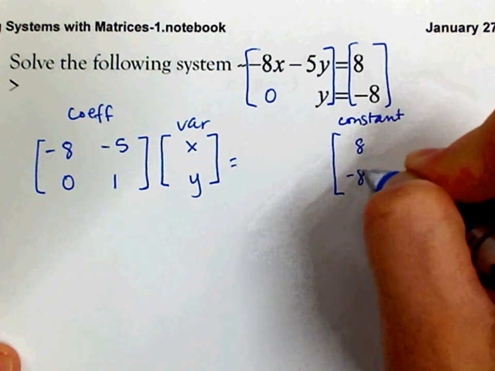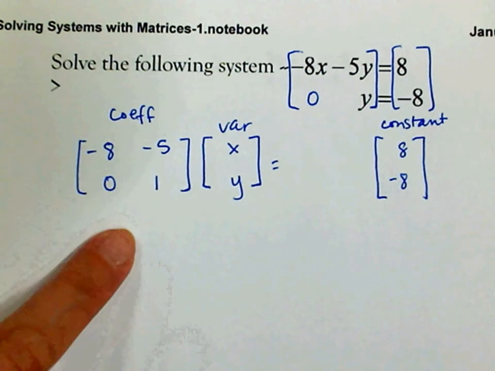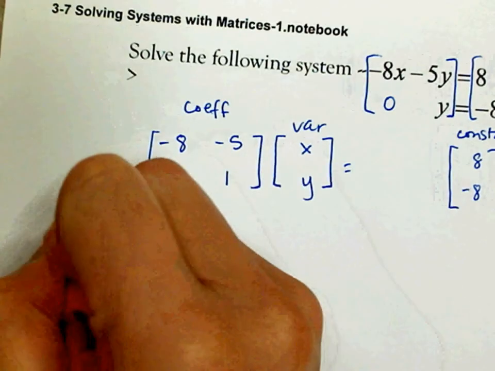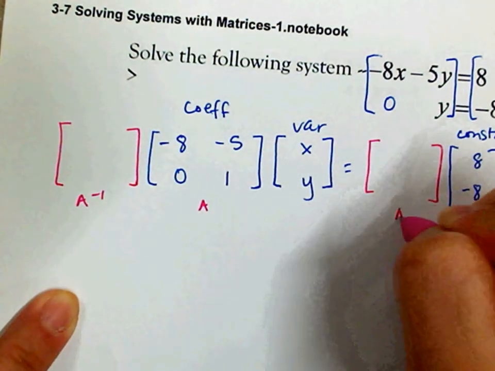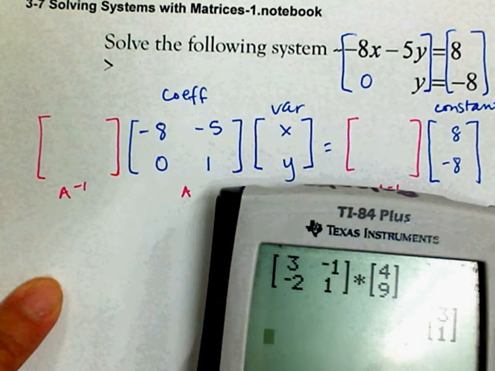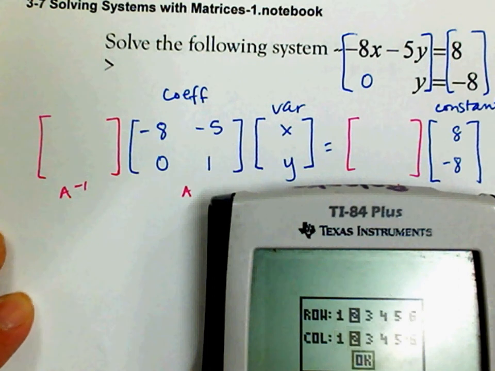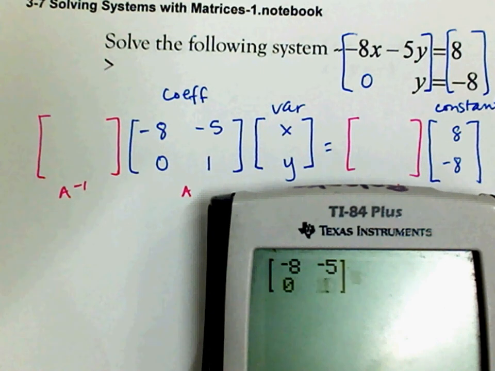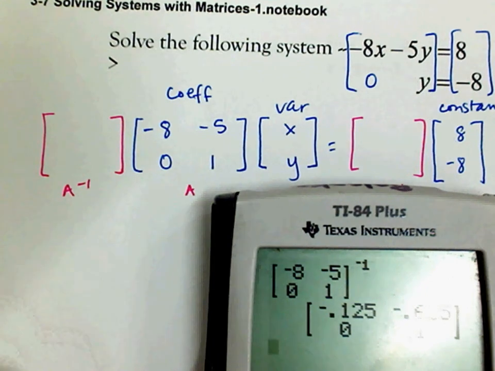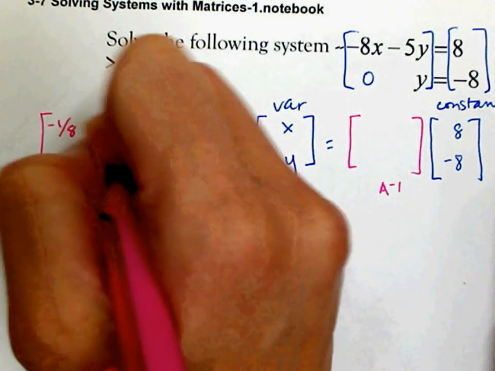Okay. So first of all, I want to cancel this, so I have to go find my inverse. And what you do to one side, you do to the other side. See that right there? All right, so let's go find our inverse. And you have -8, -5, 0, 1. Go to your inverse button. Push enter. You get a decimal. No big deal. Hit math fract. So -1/8, -5/8, 0, and 1.